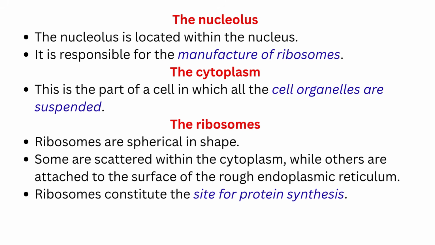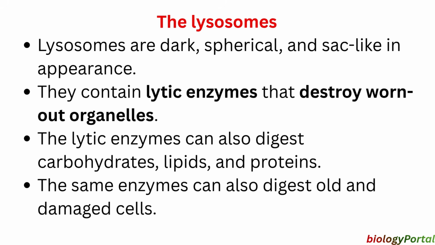Ribosomes constitute the site for protein synthesis. The lysosomes. Lysosomes are dark, spherical, and sac-like in appearance. They contain lytic enzymes that destroy worn-out organelles. The lytic enzymes can also digest carbohydrates, lipids, and proteins. The same enzymes can also digest old and damaged cells.